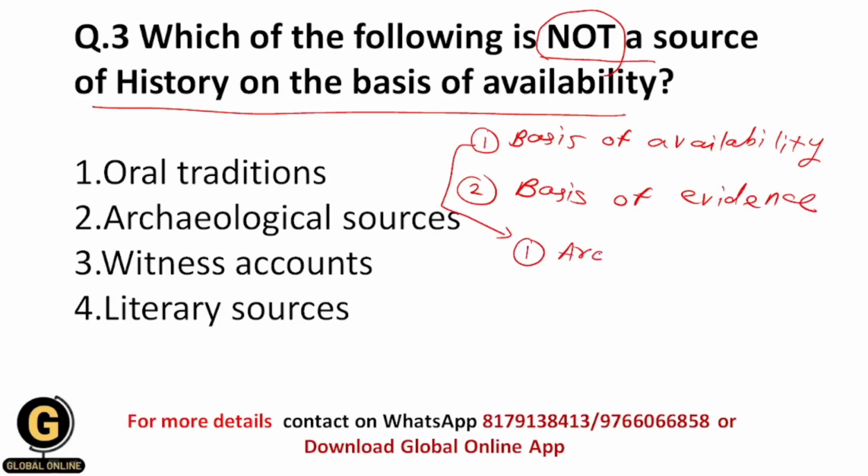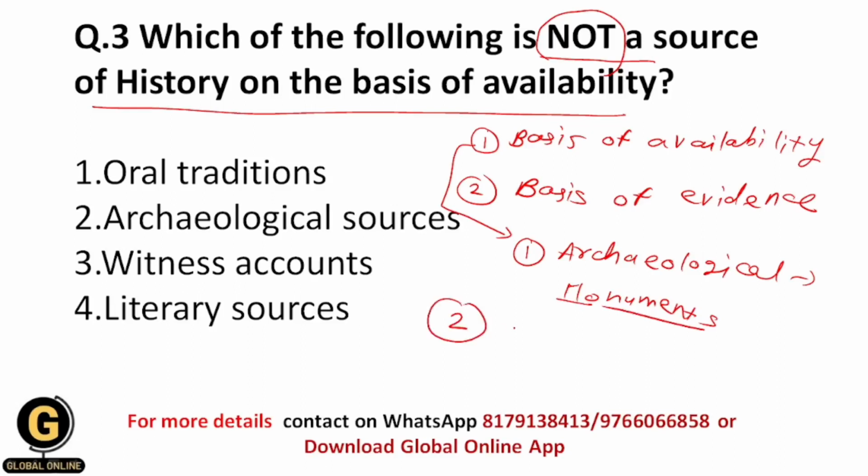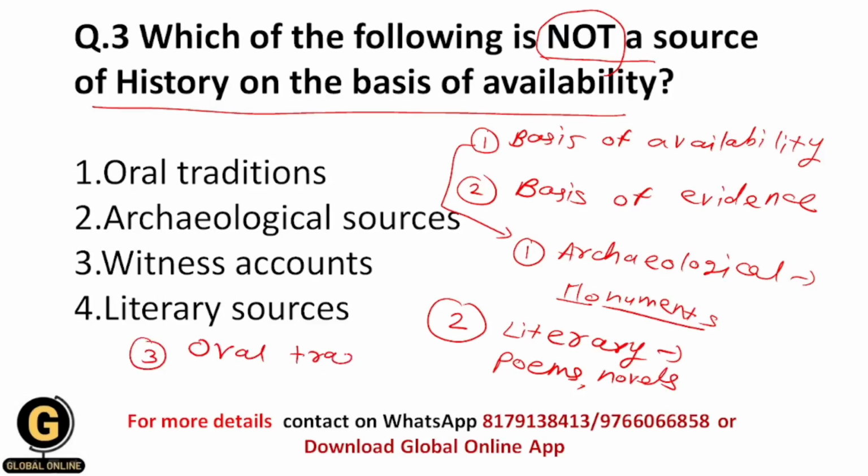Within basis of availability there are three types. First is archaeological, for example monuments. As we all know what monuments are, these come under archaeological. Second is literary sources. As the name suggests, literary sources means poems, novels, like this. Then third is oral tradition. This type of source is most important and helpful for us to get information about local history.